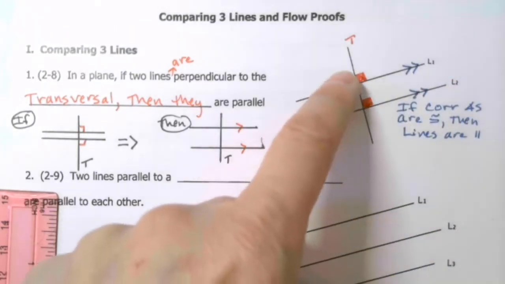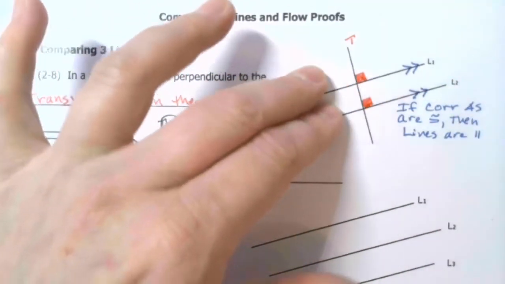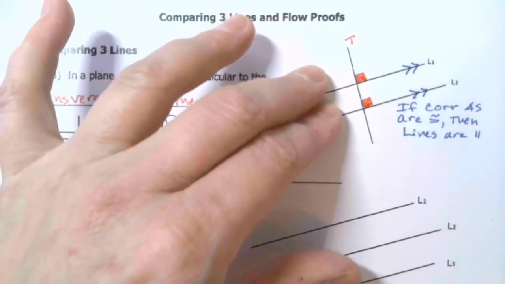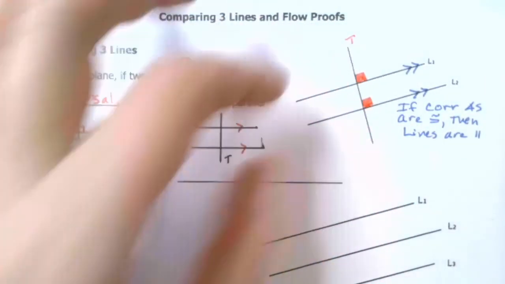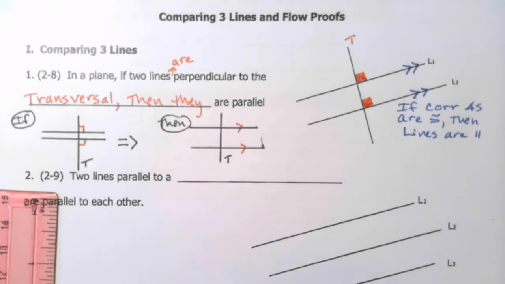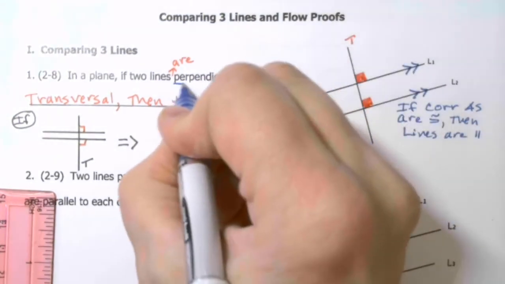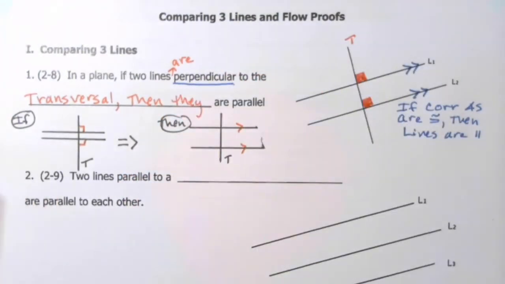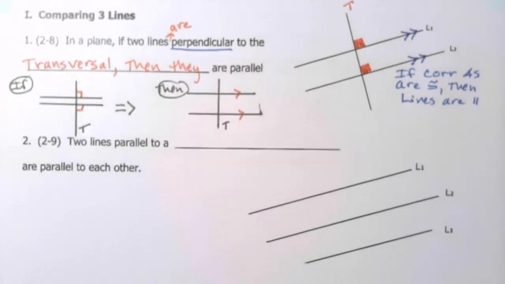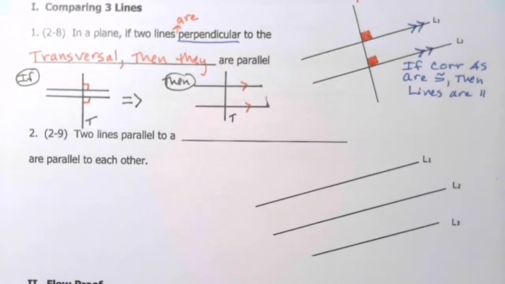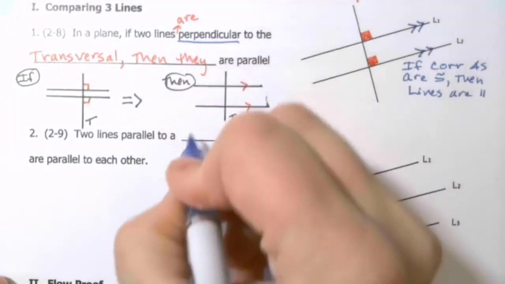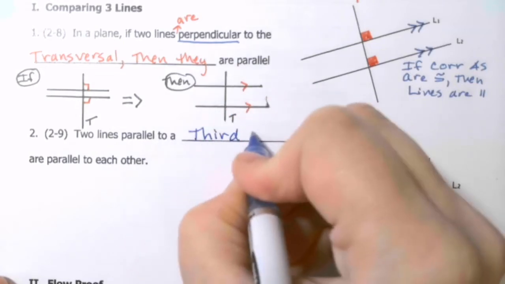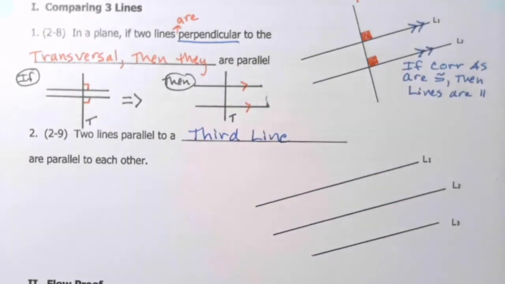But actually, as long as the corresponding angles are the same, they can be anything. If corresponding angles are congruent, the lines are parallel. This is just an easier one because it deals with perpendicular. Okay, 2-9. Two lines parallel to a third line are parallel to each other.